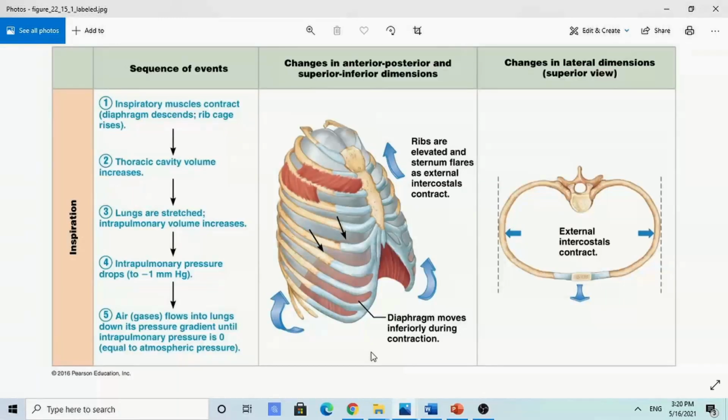A certain amount of air contained in a volume will have higher pressure as the volume in which it is contained decreases. So the less the volume in which a certain amount of gas is contained, the higher the pressure. And the more the volume, the less the pressure. This is one rule. The other rule is air flows from high pressure to low pressure.